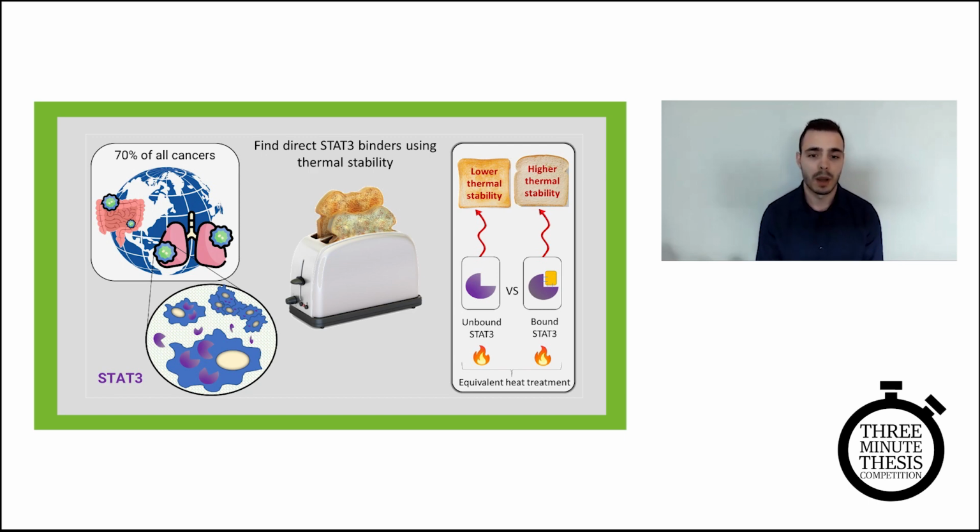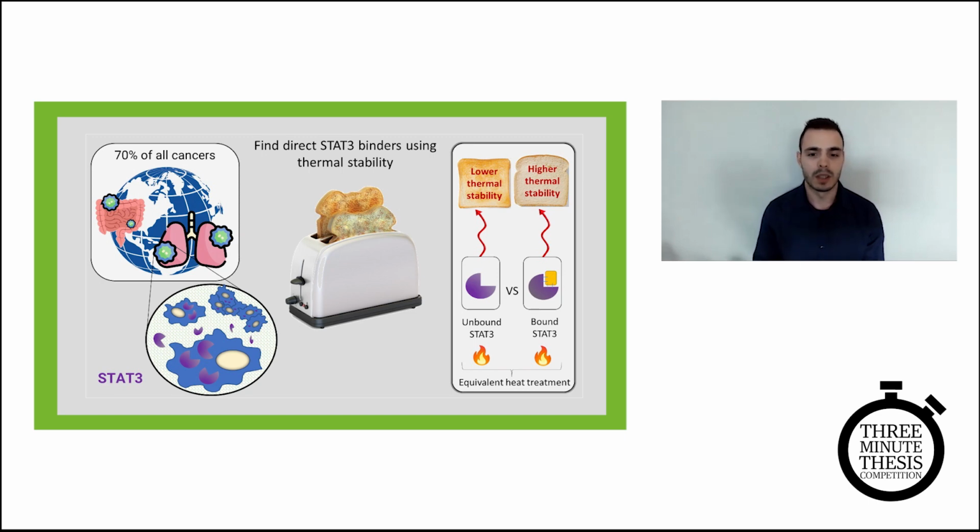To address this question, in my PhD research, I'm using novel heat treatment techniques to look for new drugs that target STAT3 directly. So how can we use heat treatment to let us know that STAT3 is being bound by drugs? The technique that we're using relies on detecting the thermal stability difference between a free STAT3 and a STAT3 molecule that has been bound by a drug. Typically, the bound STAT3 would be lower energy or have higher thermal stability, which means that it'll be more resistant to the heat effects compared to the free STAT3.